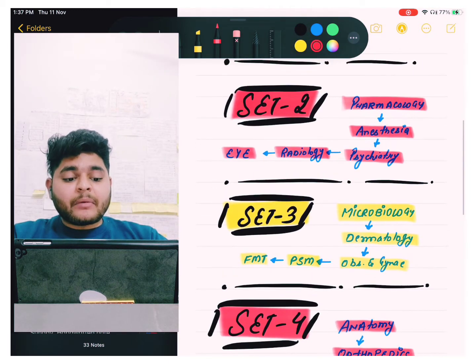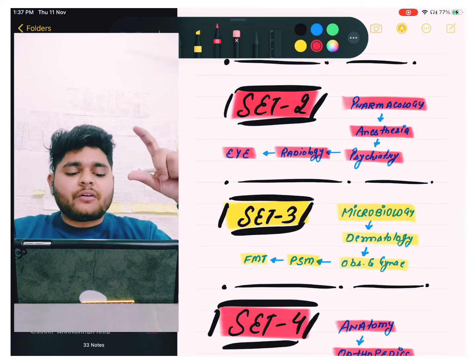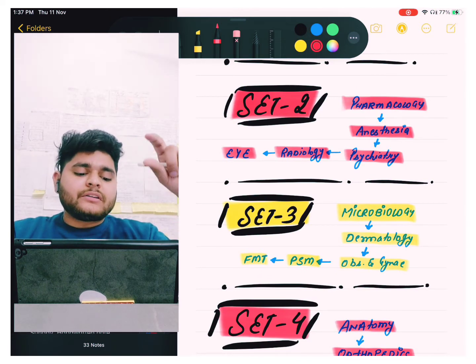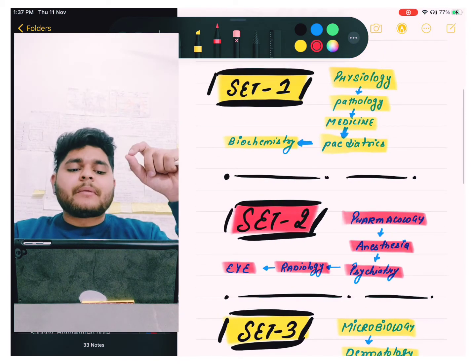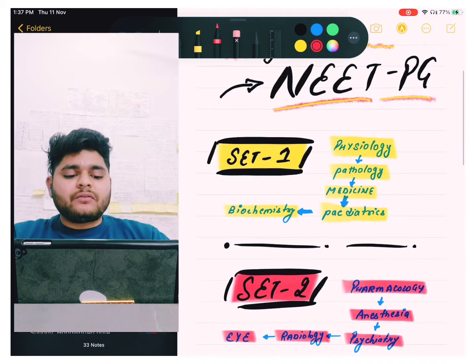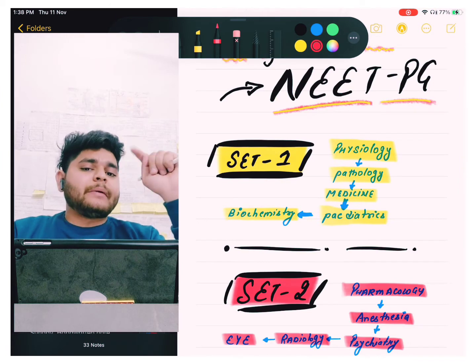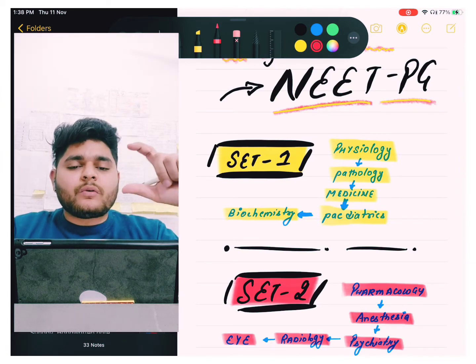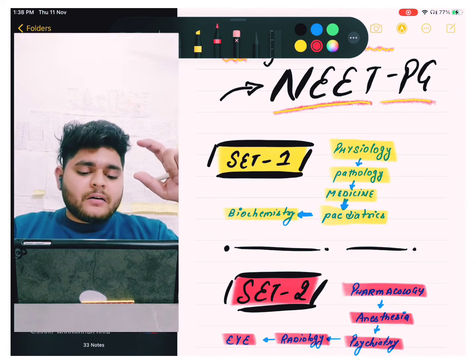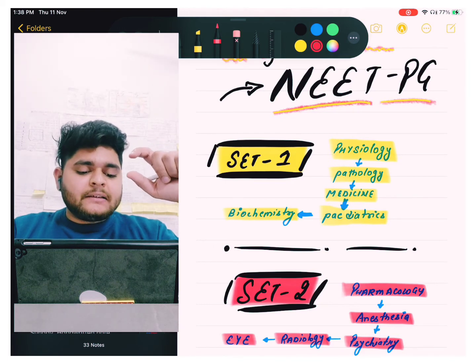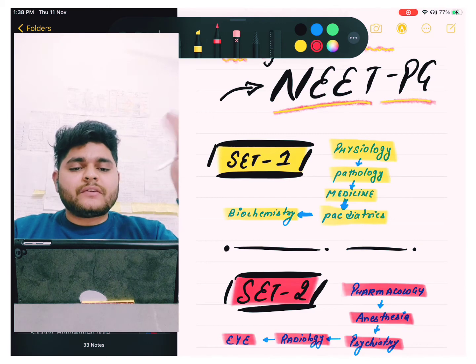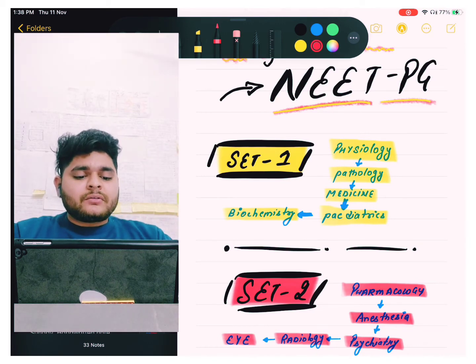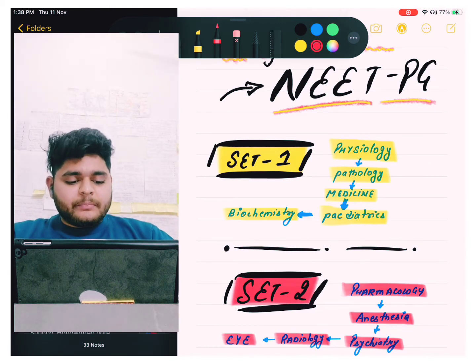Similarly in set 3, microbiology is the mother. If we know microbiology, we will know dermatology, obs-gyne and PSM very easily. And in set 2, pharma is the mother, and in set 1 the pathology is the mother, not the medicine. If you know the pathology very nicely, then only the medicine and pediatrics will be easier for you, and physiology will be easier for you. So these are a few sets that I have made.